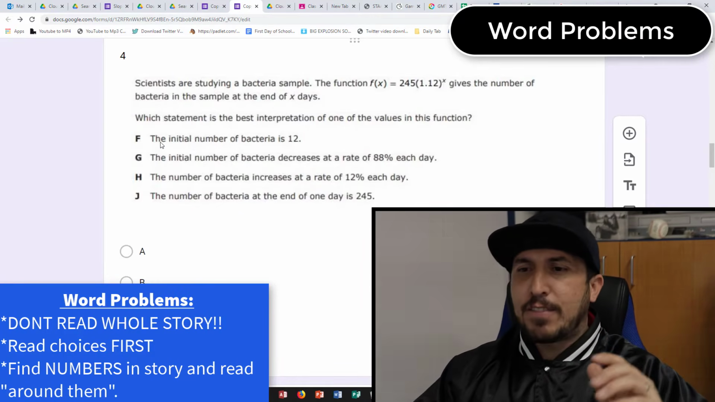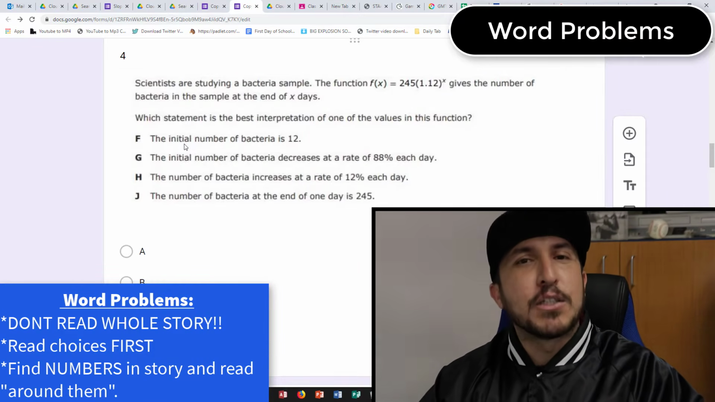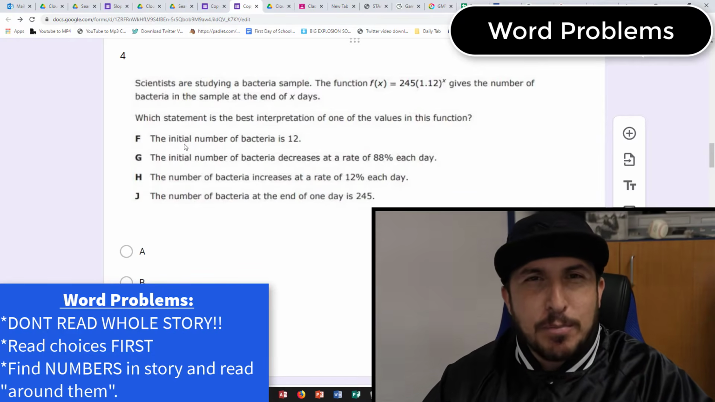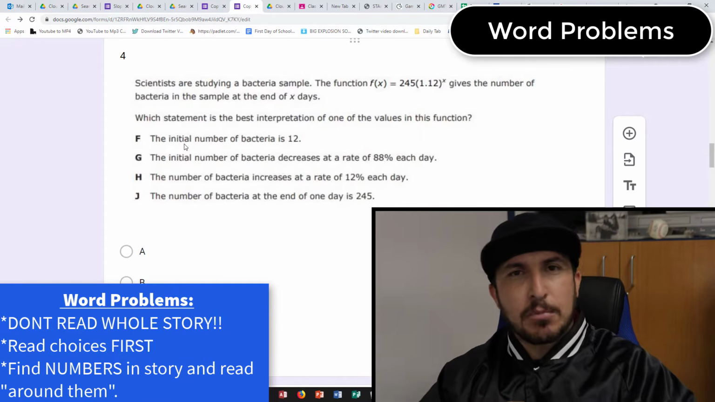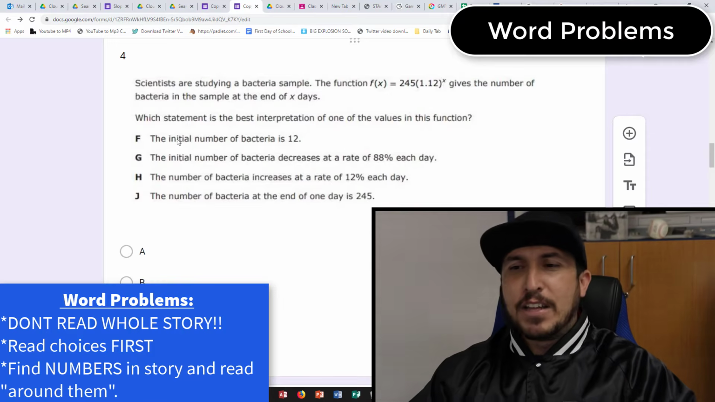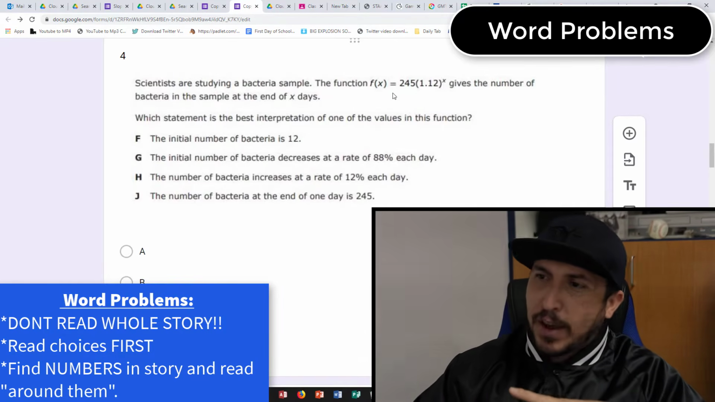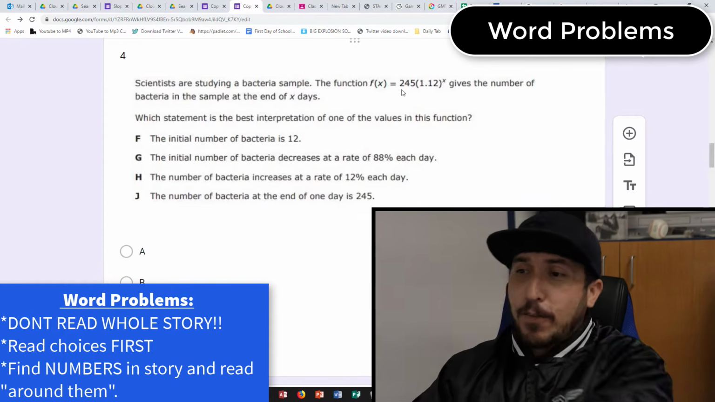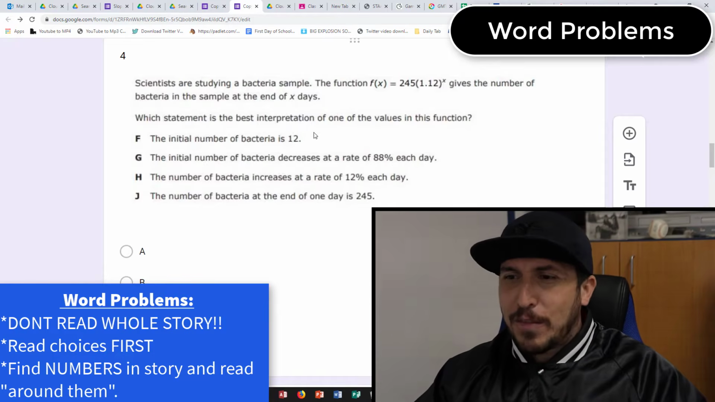Let's see. F says the initial number of bacteria is 12. What does initial mean? What are your initials? The first letter of your first name. So initial means first. This guy says that the initial number of bacteria is 12. This is saying the first number is 12. Look at this equation. Does it look like the first number is 12? No, the first number is 245. So are we going to pick that? No, that's wrong. That's a lie.